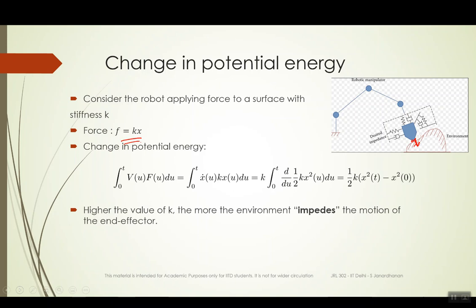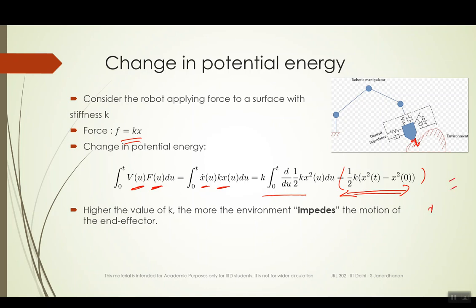The change in potential energy is the integral of the velocity times the force. So velocity was x dot and the force is kx. So this entire thing, the integral from 0 to t, would turn out to be half of x(t) squared minus half of x(0) squared, the total motion if it is taken. So the change in potential energy is so much, and if you have a higher value of k, it takes more energy to cause this change in position.